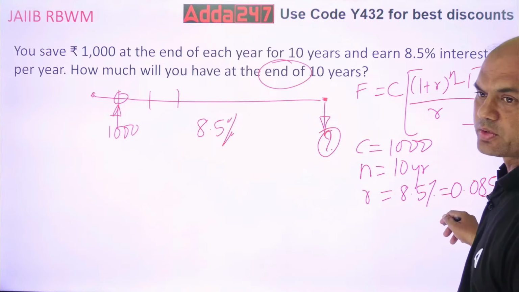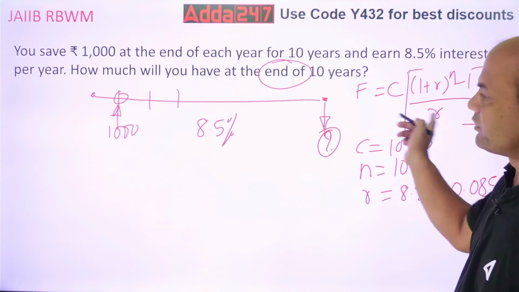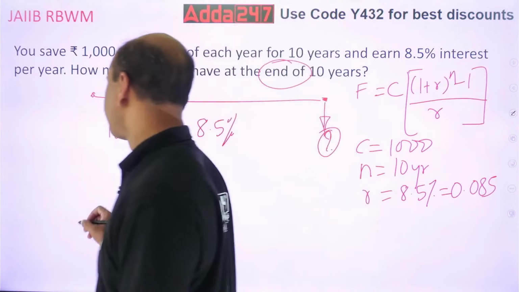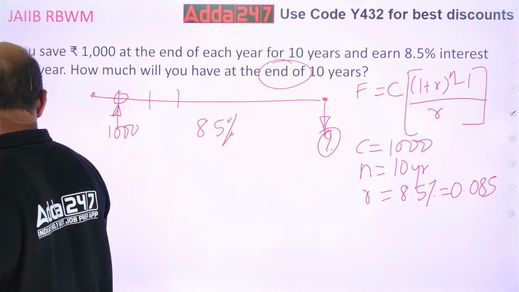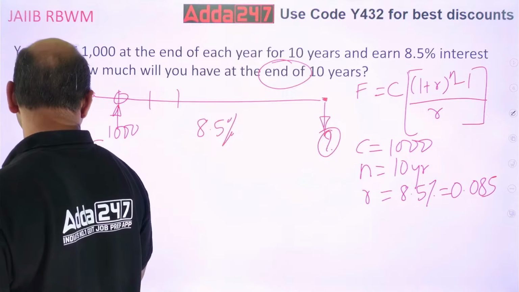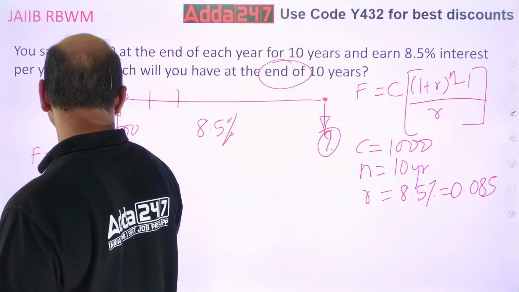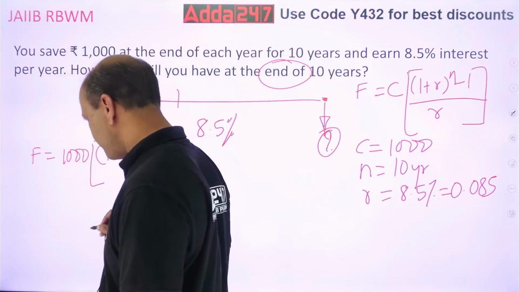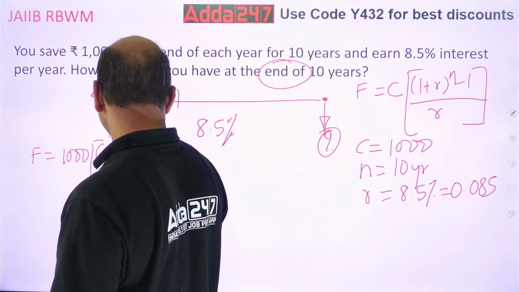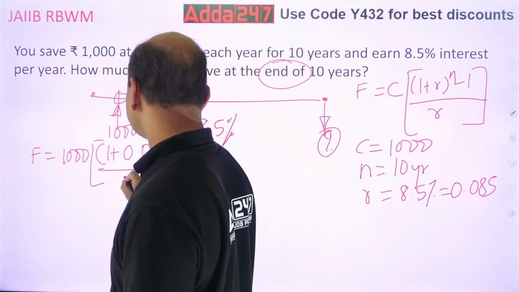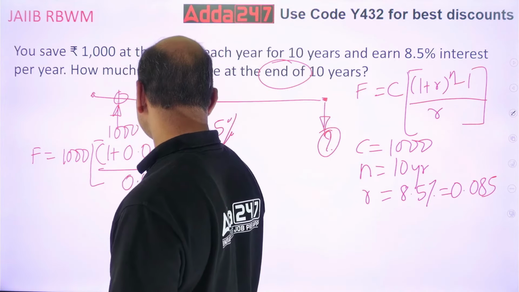So 0.085. Now use this and find the future value, because this is what you want. At the end of 10 years, how much will you have? Now solve it, everyone. Try it. So F equals C into, what is C? 1000, into 1 plus R. What is R? 0.085. So (1 plus 0.085) raised to n, 10, divided by R, 0.085. Solve this now.